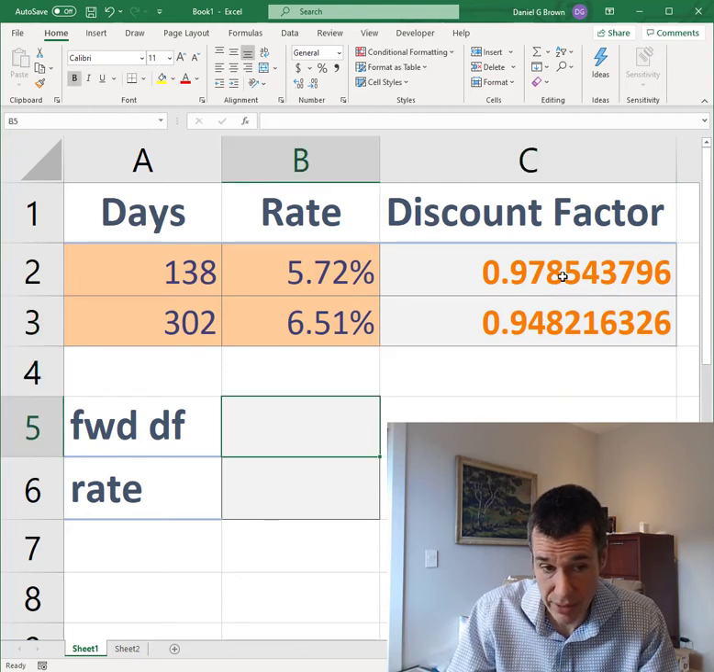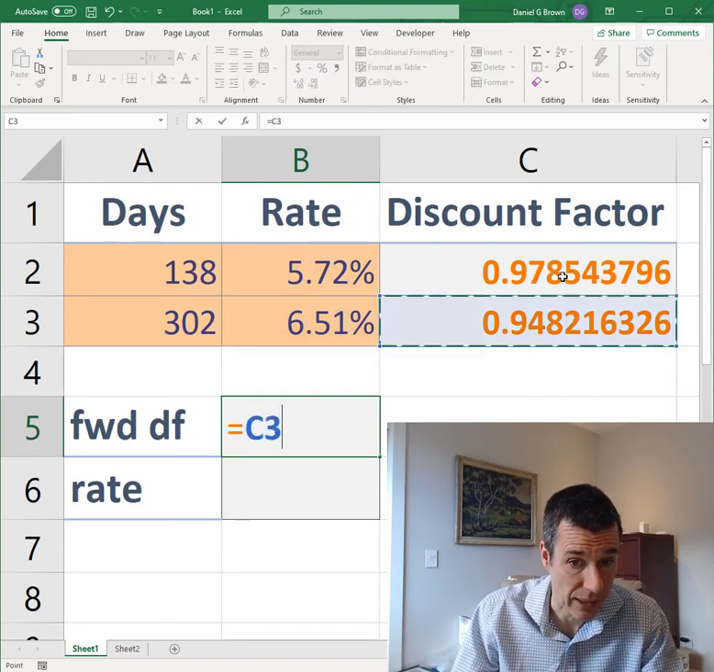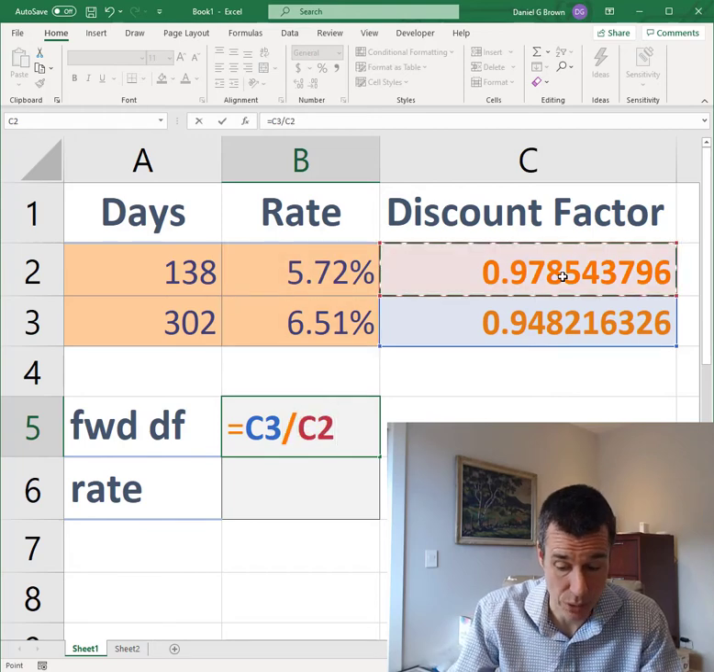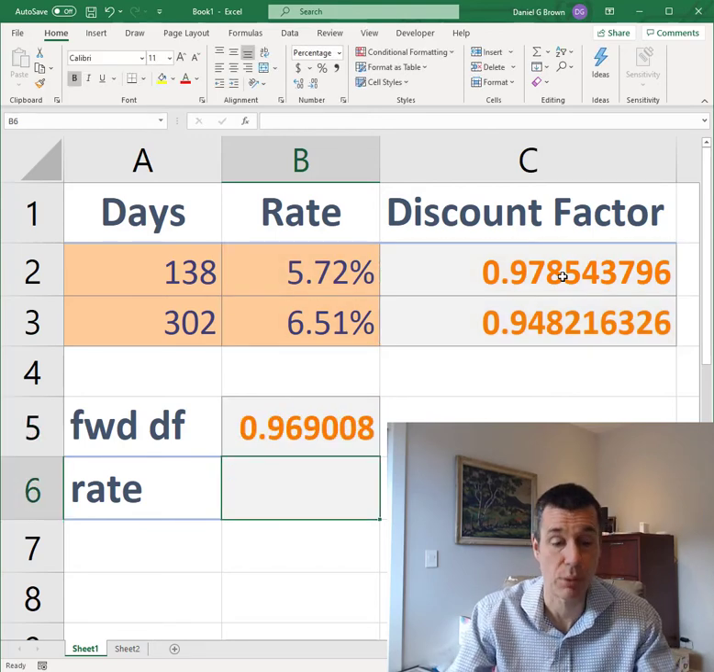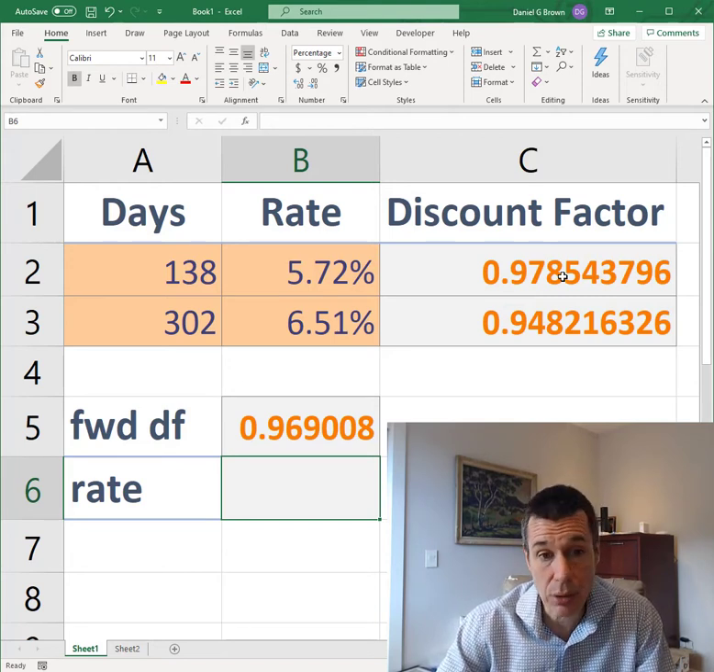The forward discount factor, this is our next part, we have discount factor 2 equals discount factor 1 times discount factor 1,2. Discount factor 1,2 being the forward discount factor. So the forward discount factor is the longer dated discount factor divided by the shorter dated discount factor, 0.969008. That's our forward discount factor. We now want to compute the forward rate given the forward discount factor.